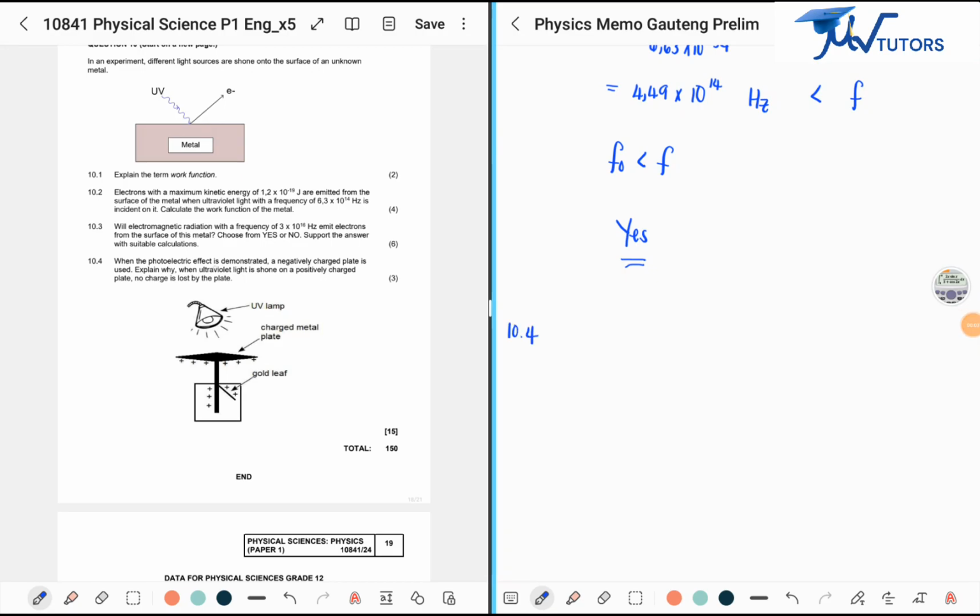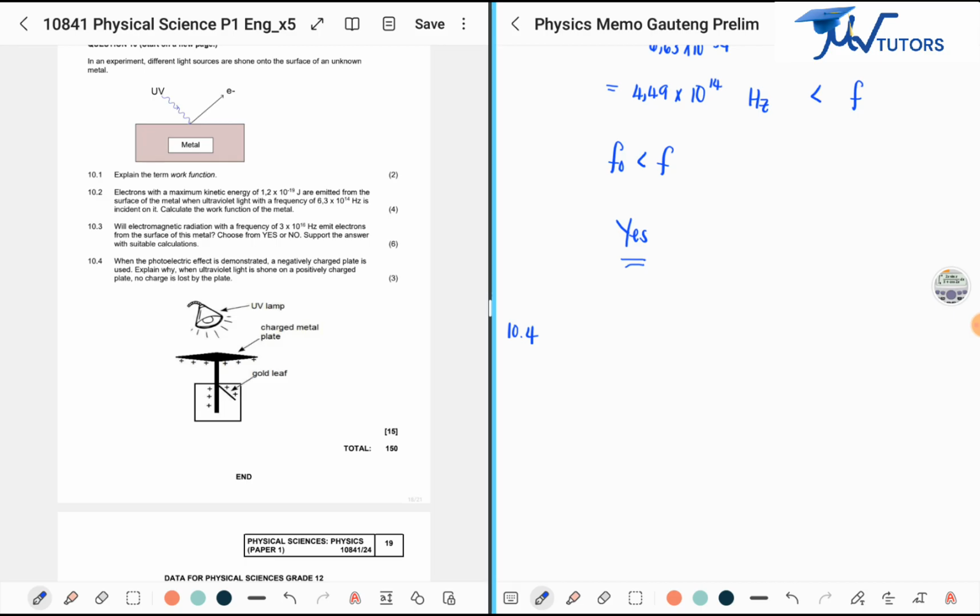Okay, 10.4. When the photoelectric effect is demonstrated, a negatively charged plate is used. Explain why when ultraviolet light is shone on a positively charged plate, no charge is lost by the plate.